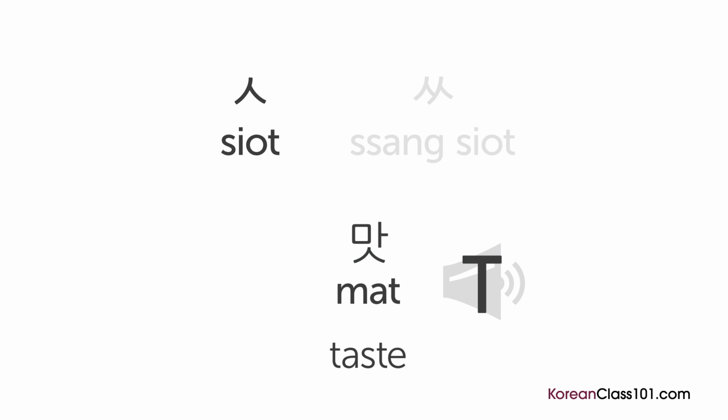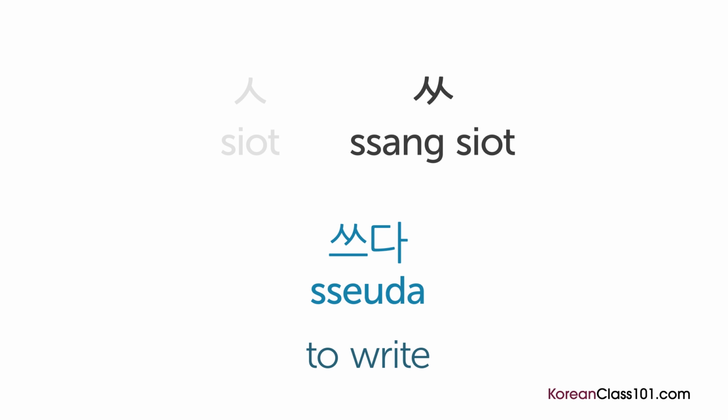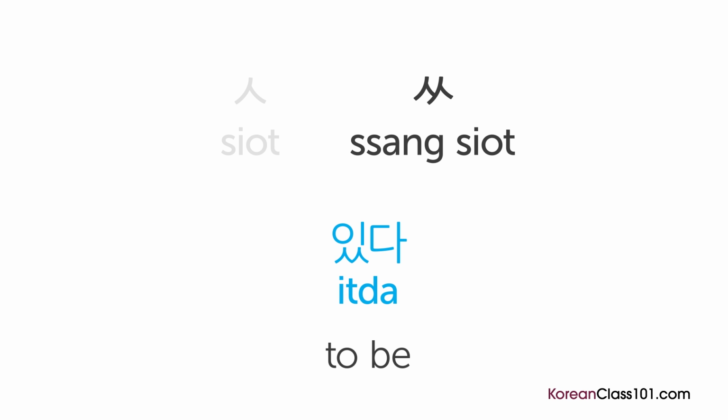Now, let's take a look at some examples with 쌍시옷. The word 쓰다, which means to write, begins with 쌍시옷, so the beginning of the word has an s sound. Another example would be 있다, which is the Korean word for the verb to be. Here, the 쌍시옷 is in the 받침 position, so it's pronounced as 트.